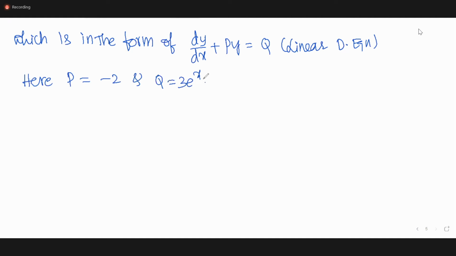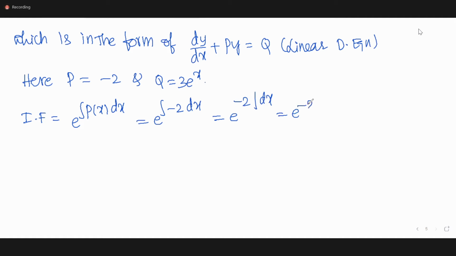Now to find the general solution of this linear differential equation, the integrating factor is equal to e power integral p of x dx. So e power integration of minus 2 dx, which is e power minus 2 into integration of dx, e power minus 2x. So the integrating factor is equal to e power minus 2x.